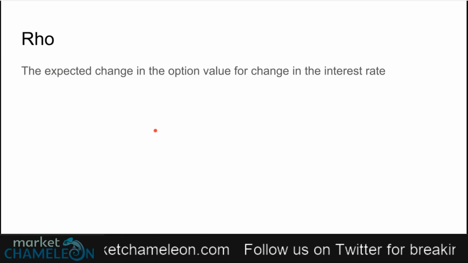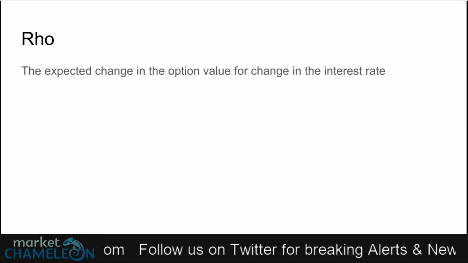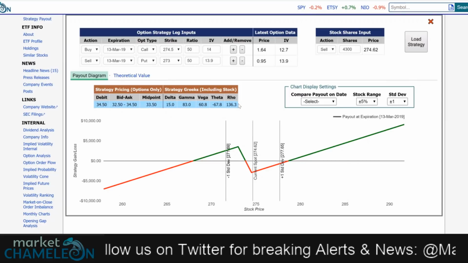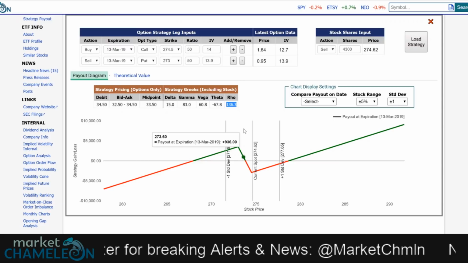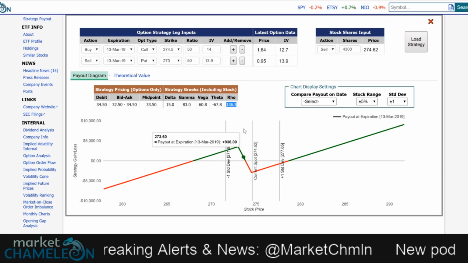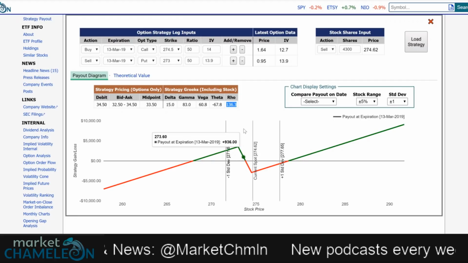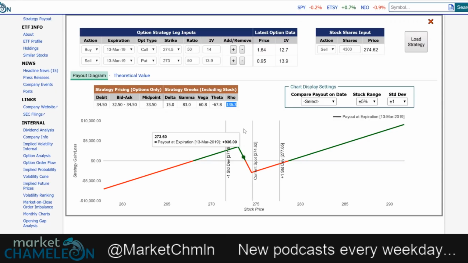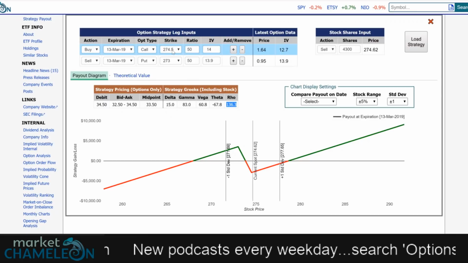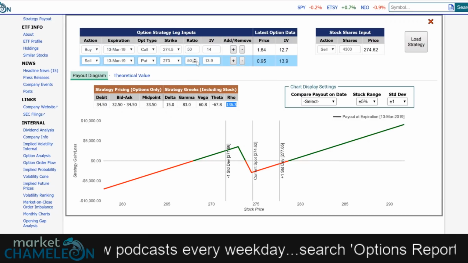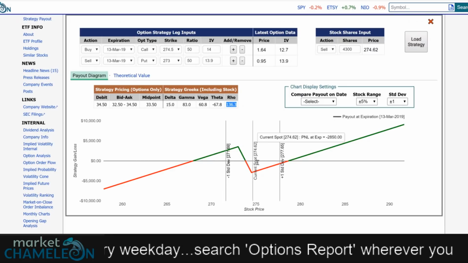So rho is the expected change in the option value for a change in interest rates. In here, our rho is positive $136. If interest rates go up 1%, then our overall position is expected to make $136. If interest rates go down, it's expected to lose $136. And the reason for that is because we bought a call and we sold these puts. So how do we make this? Well, the Black-Scholes model takes into consideration that you're hedging.